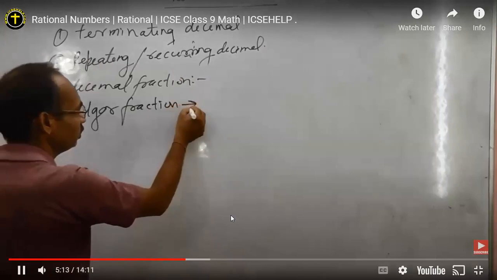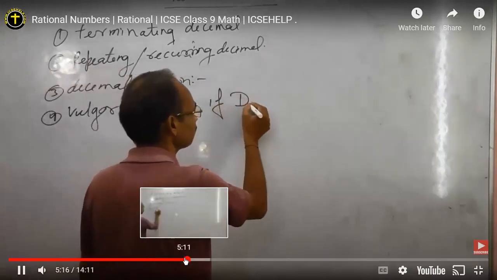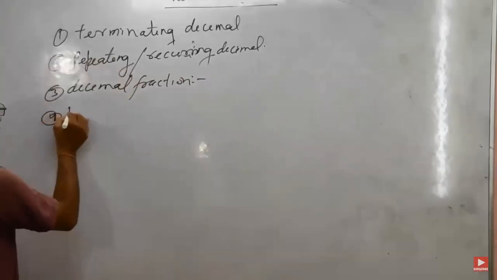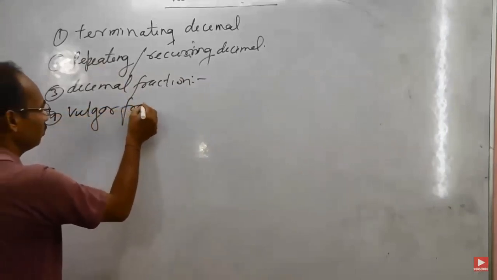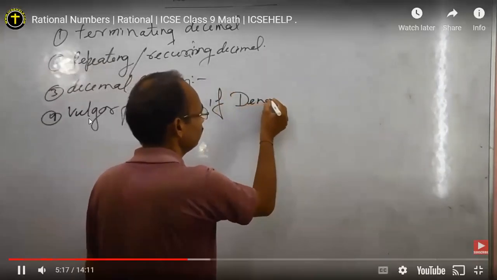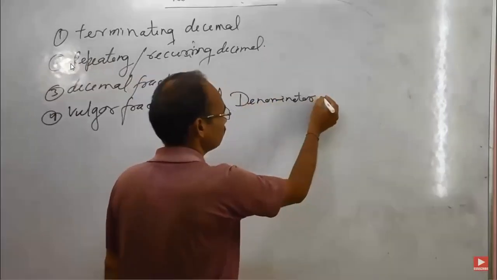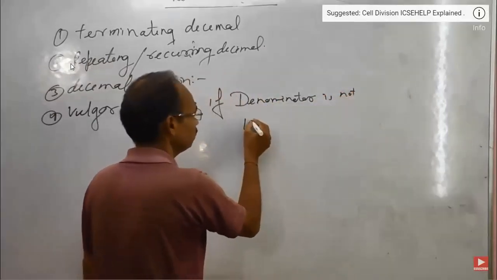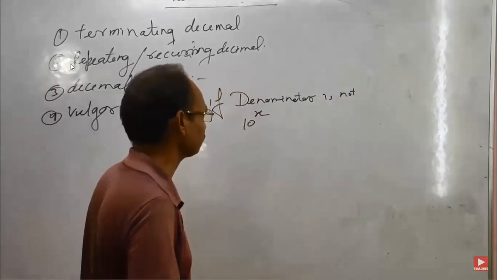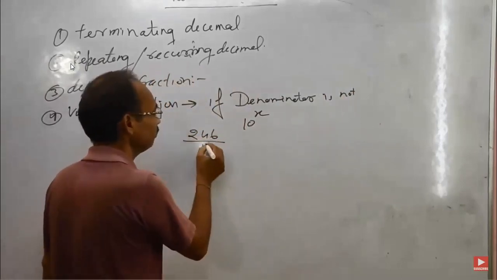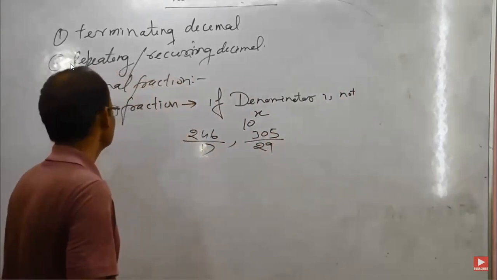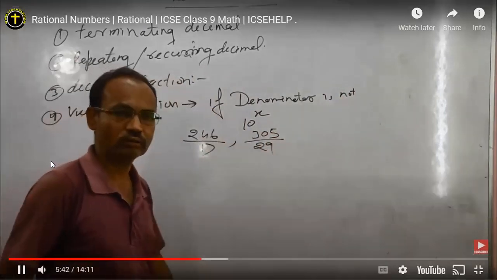Next is the vulgar fraction. The vulgar fraction is a fraction if the denominator is not in the form of 10 to the power x. If the denominator is not 10 to the power x, that is known as a vulgar fraction. 246 divided by 17, 305 divided by 29 is a vulgar fraction. And the next.